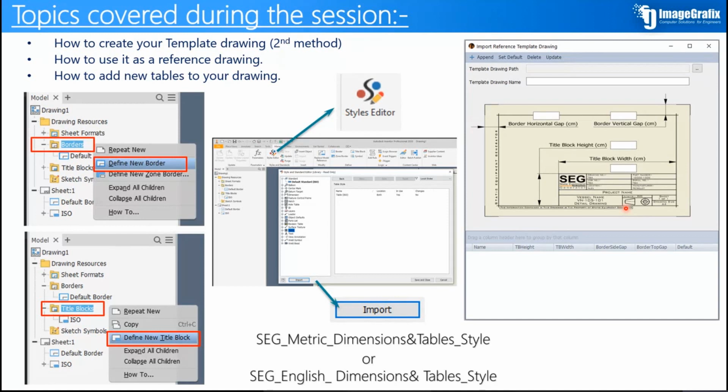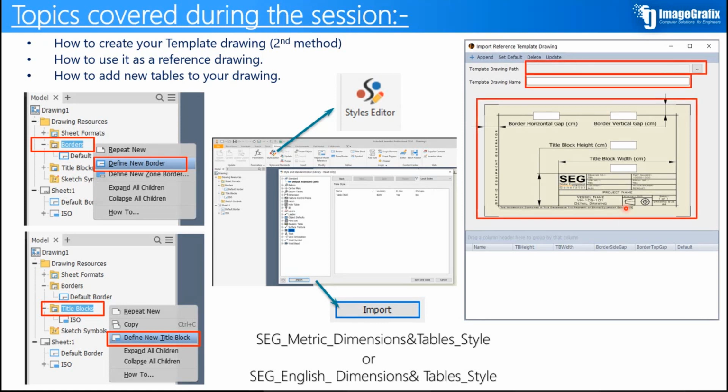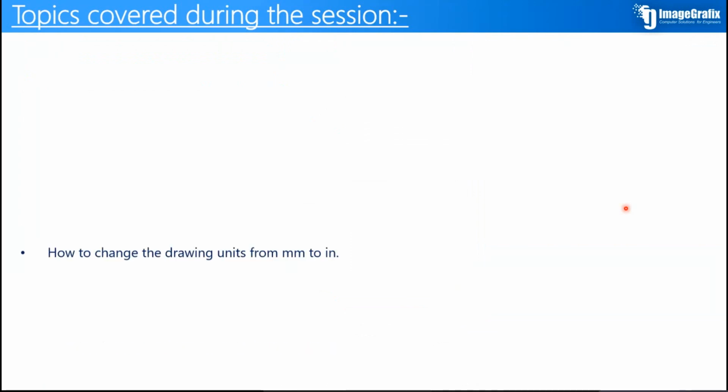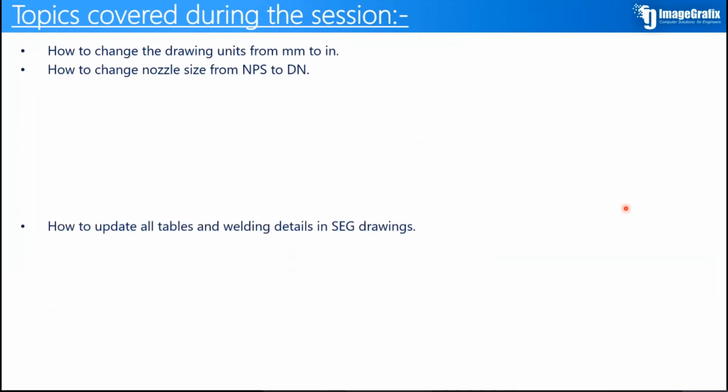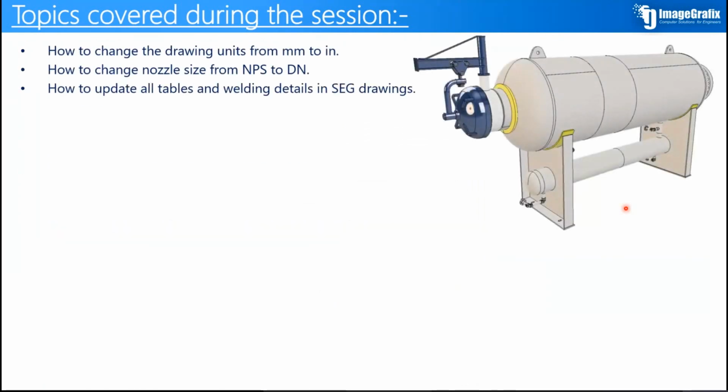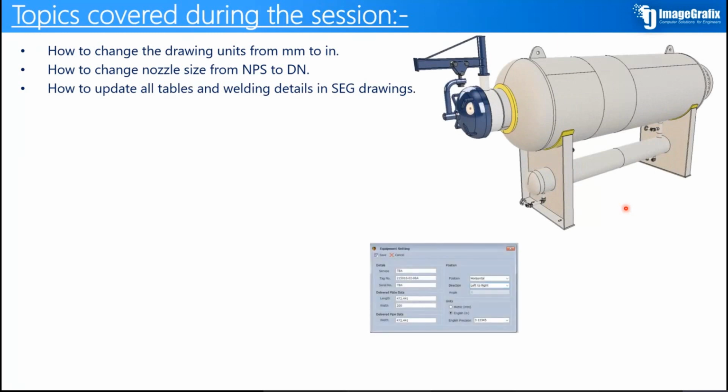Okay, and in that session we discussed how to change the units. You have the ability to change the units of your model and the units of your drawing. So you can make the units in fractions and control the fraction value, that's in case of inches. And in case of millimeters, you will make it decimal.